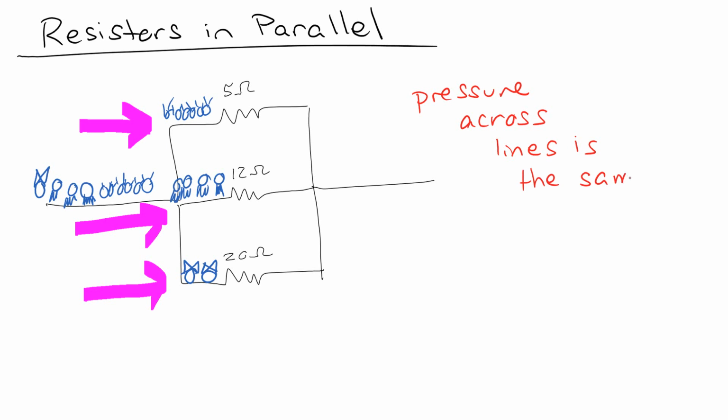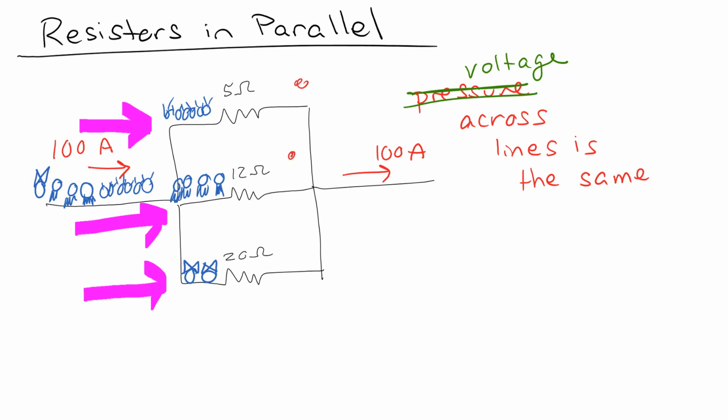Now remember though, that we don't really talk about pressure. That's not exactly the right word. So we're using the word voltage. When you have things in parallel, the voltage across all the lines ends up being the same because everything's trying to even out. So if you have 100 amps going in, you still have 100 amps going out, but you don't have the same amount of current going through each one. So we say that the current is not the same. The voltage across each one of them is the same, but the current going through each one is not the same when things are in parallel.